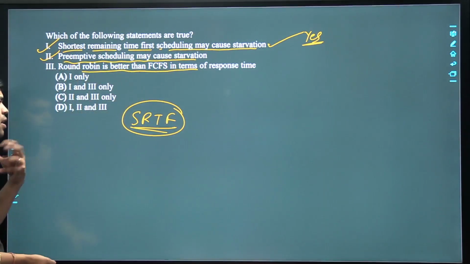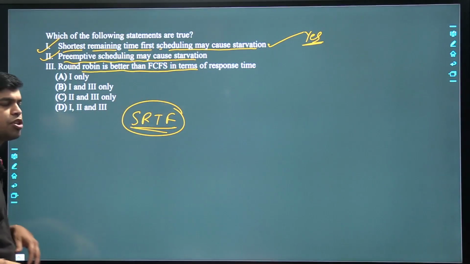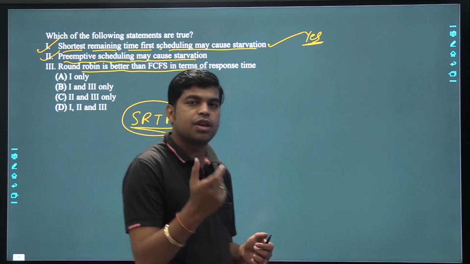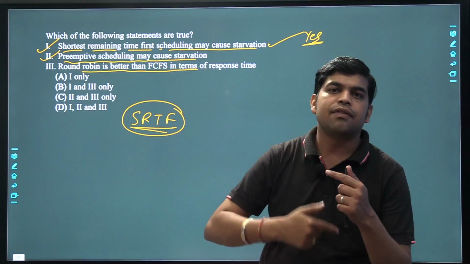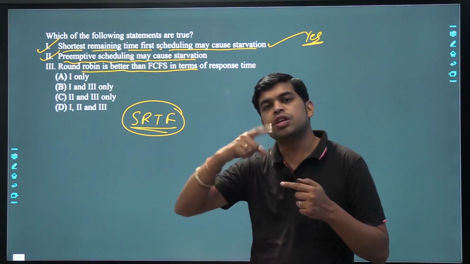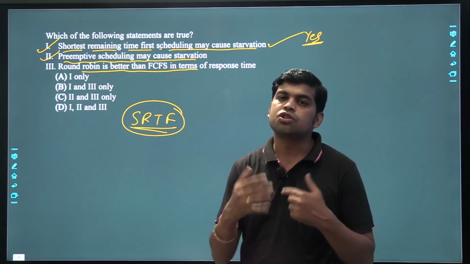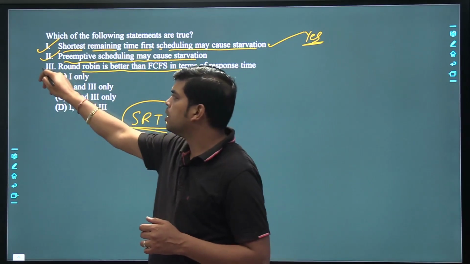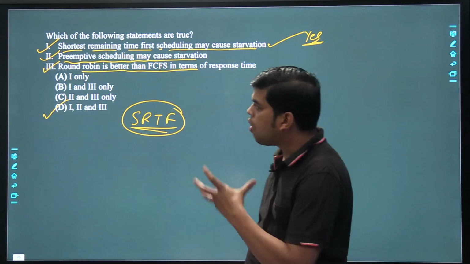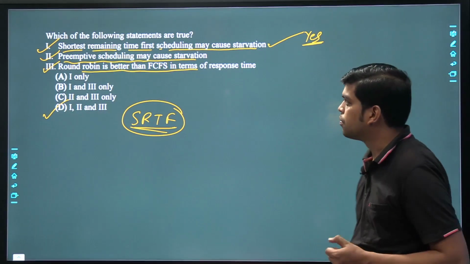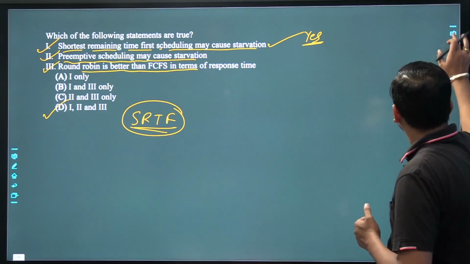Round robin is better than FCFS in terms of response time. So definitely, because when you use a valid time slice, we can give each and every process a chance to be allocated the CPU. So definitely each process gets a faster response in the case of round robin. So all of 1, 2 and 3 are correct statements. So D is the right answer. Got it?